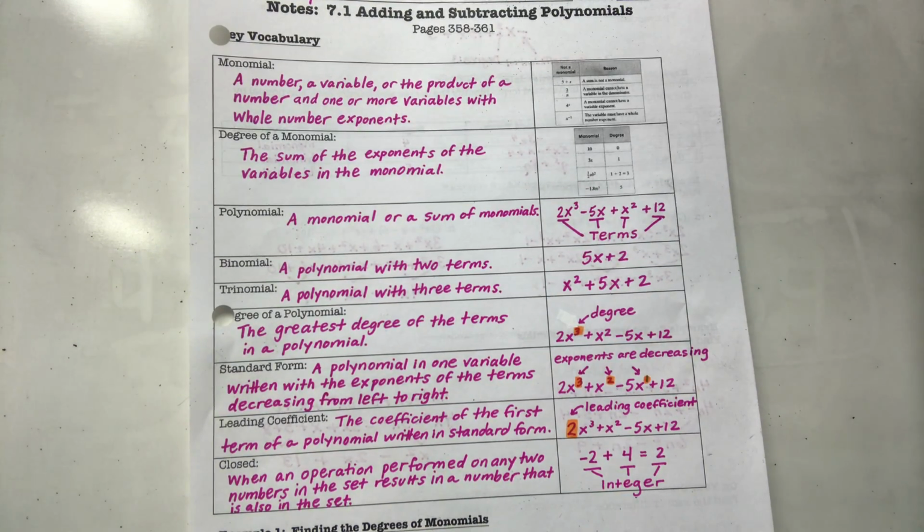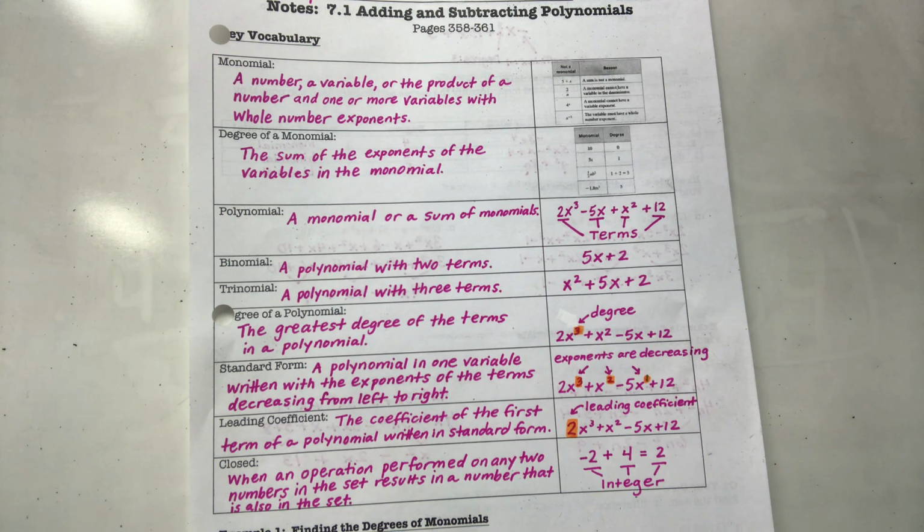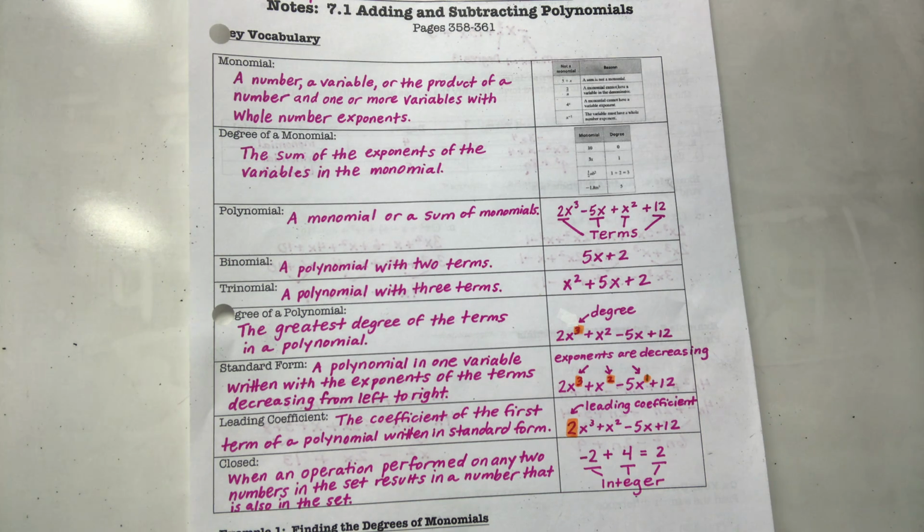A binomial is a polynomial with 2 terms, like 5x plus 2, whereas a trinomial is a polynomial with 3 terms, like x squared plus 5x plus 2. When we're finding the degree of a polynomial, we don't add anything up. We just look for the greatest exponent in the polynomial. So in the problem 2x to the 3rd power plus x squared minus 5x plus 12, our largest exponent is 3. That is our degree.